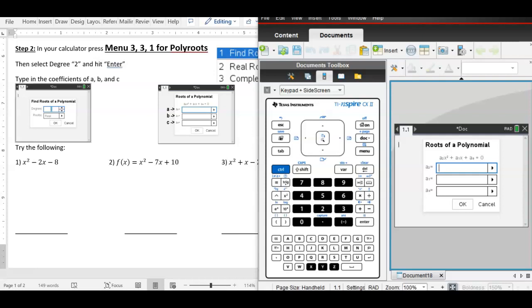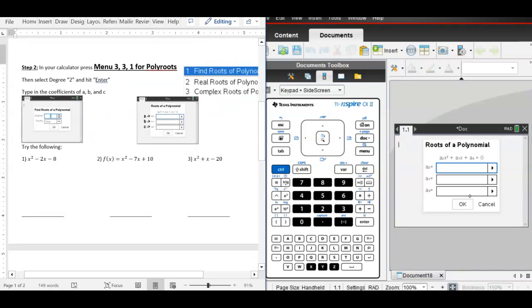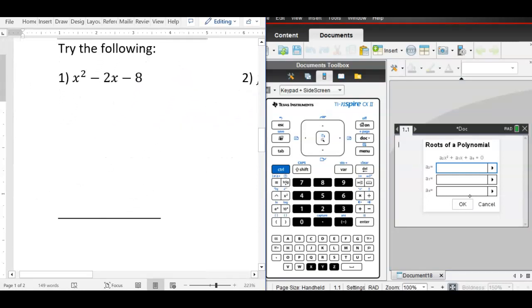Why don't we try an example together, right? Okay, so let's do number 1. Is this equal to 0? Don't say yes. Is it equal to 0? No, but I need to do what? Just write it, equals 0, okay? Now you're done. Let's go ahead and figure out A, B, C.